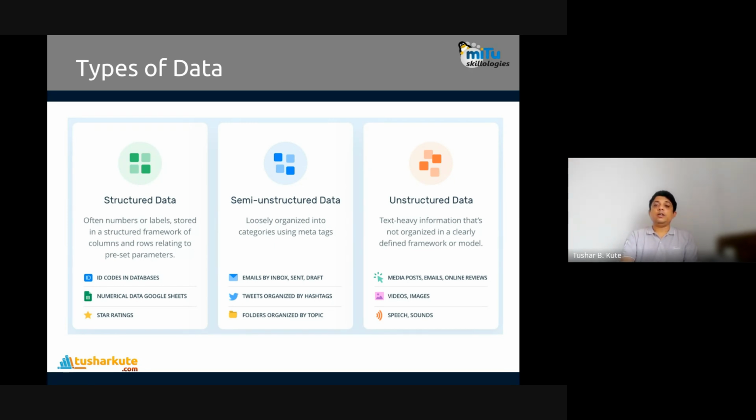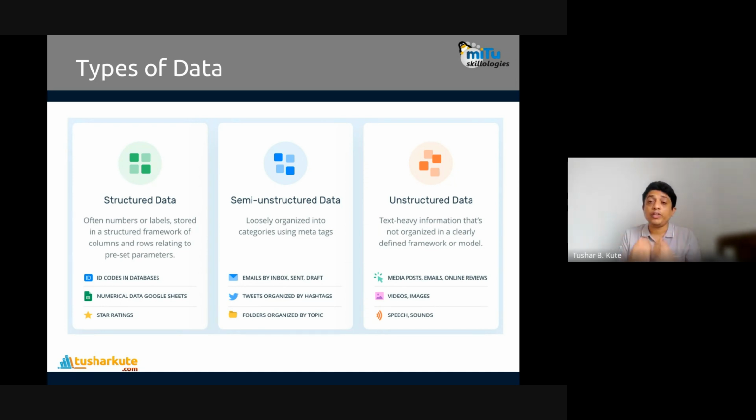And the highest amount of data available today is unstructured data, the third one. It is text-heavy information that is not organized in a clearly defined framework or model. Media posts, emails, online reviews, videos, images, speeches, sounds. There is no specific structure present. Organization is there, but structure is not present, so we call it unstructured data. These 3 kinds of data can be stored in a database.